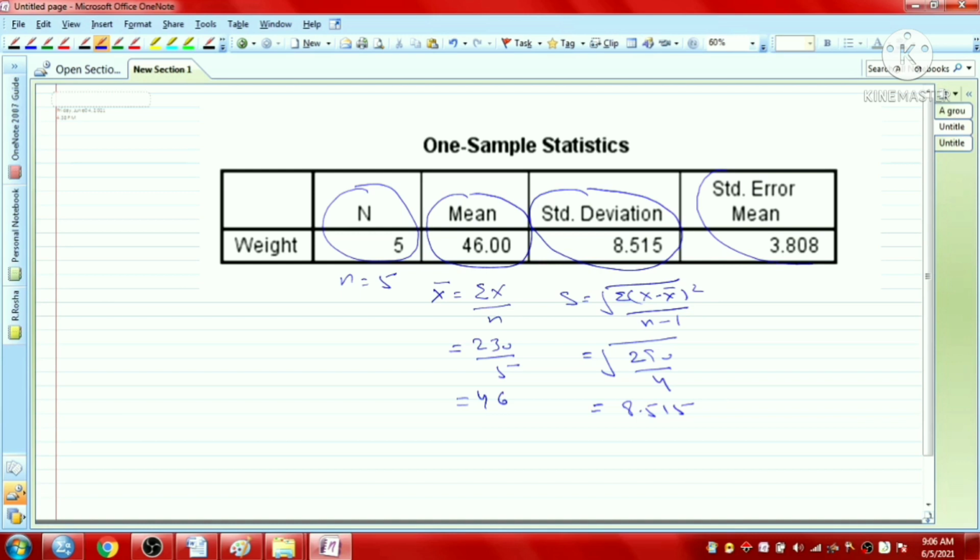Then the next one is standard error mean. The formula is standard deviation divided by under root of sample size, which provides the measure of variability of the sample mean. The smaller the standard error mean, the more likely the sample mean is close to the true population mean. It comes out to be approximately 3.808. So this is the interpretation of table number 1.